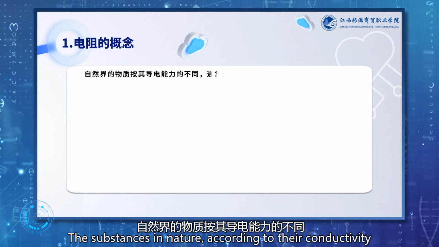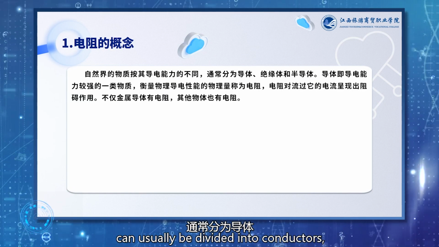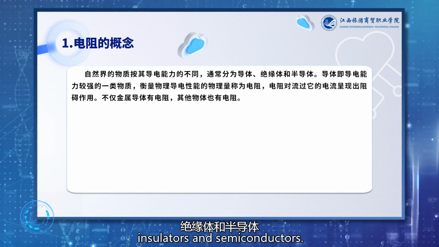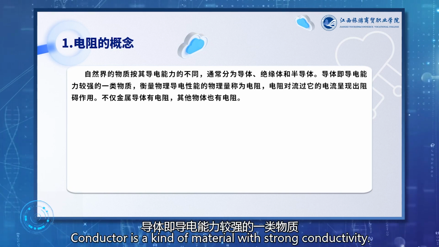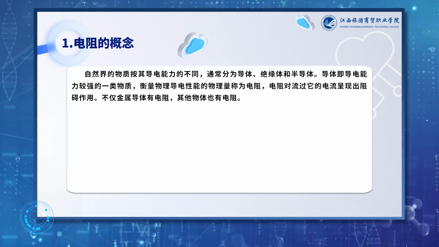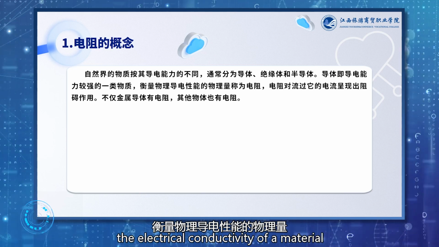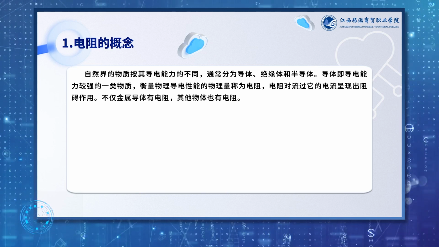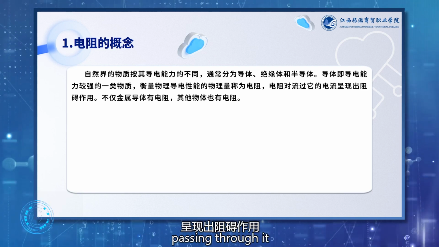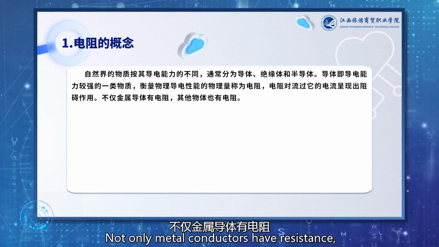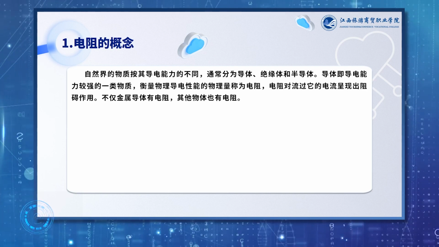The substances in nature, according to their conductivity, can usually be divided into conductors, insulators, and semiconductors. Conductor is a kind of material with strong conductivity. The physical quantity that measures the electrical conductivity of a material is called resistance. Resistance impedes the flow of current passing through it. Not only metal conductors have resistance, other objects also have resistance.